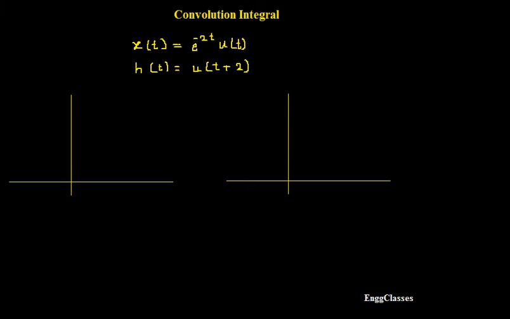In this video, we'll consider a numerical on convolution integral. The task is to find the convolution integral of the two given signals x of t and h of t, wherein x of t is equal to e to the power minus 2t u of t and h of t, the impulse response, is equal to u of t plus 2.